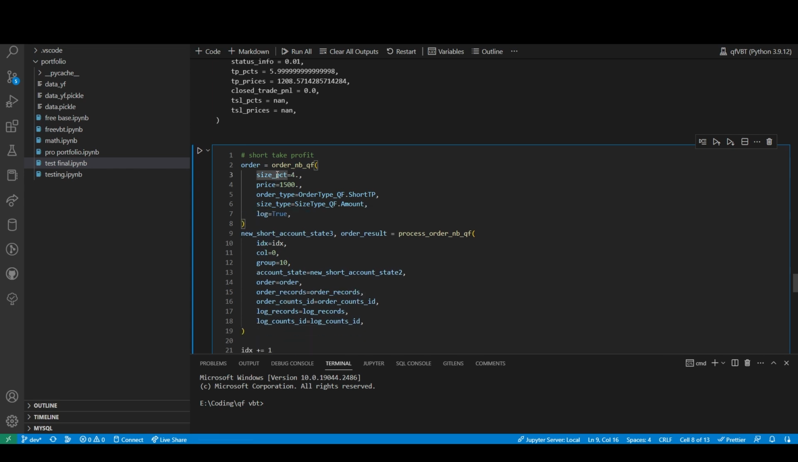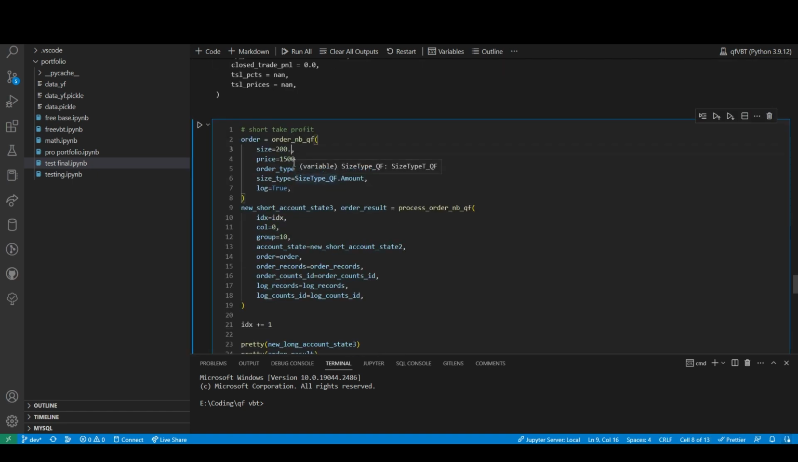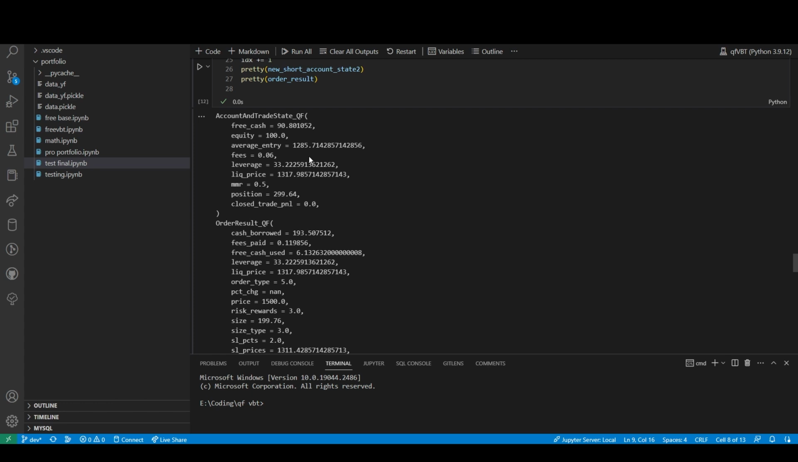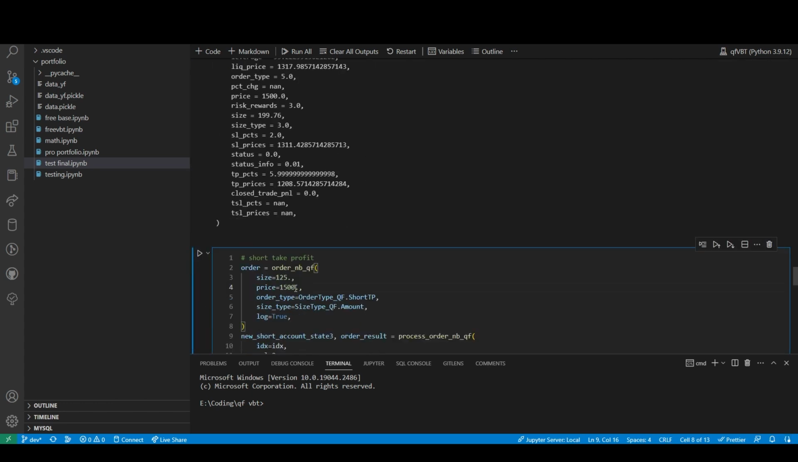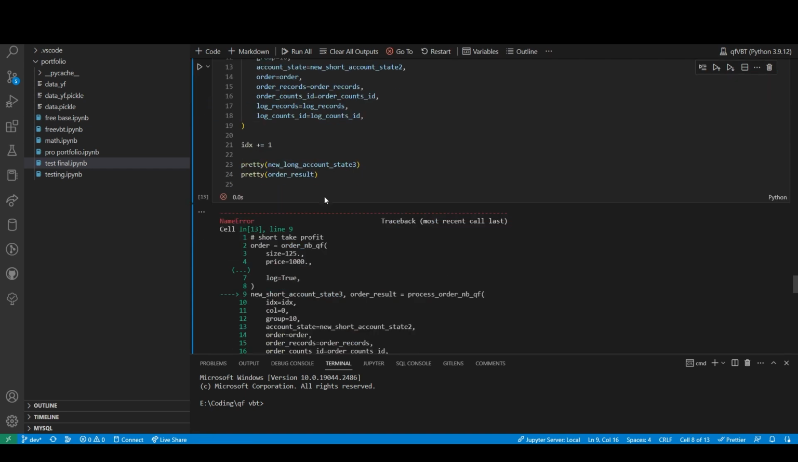And our size is gonna be 200, I guess. I don't know. What's our position size? Okay. Let's just do 150, 125. And let's take profit at, what's our average entry? Oh, 12. So let's do it at 11. Let's just do it at 1,000. Let's see if this is going to work.